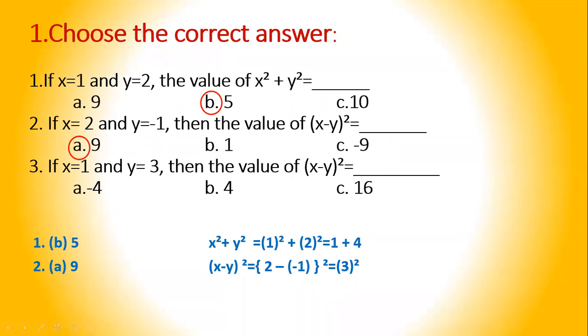Now, the answer for question number 3 is given by Sumaya, Halima and Rumesa. Now let's see what the answer for question number 3 is. The answer is 4. Yes, Halima, you are right again. The answer is 4. Why? Because 1 minus 3 is minus 2, and minus 2 multiplied 2 times gives 4.